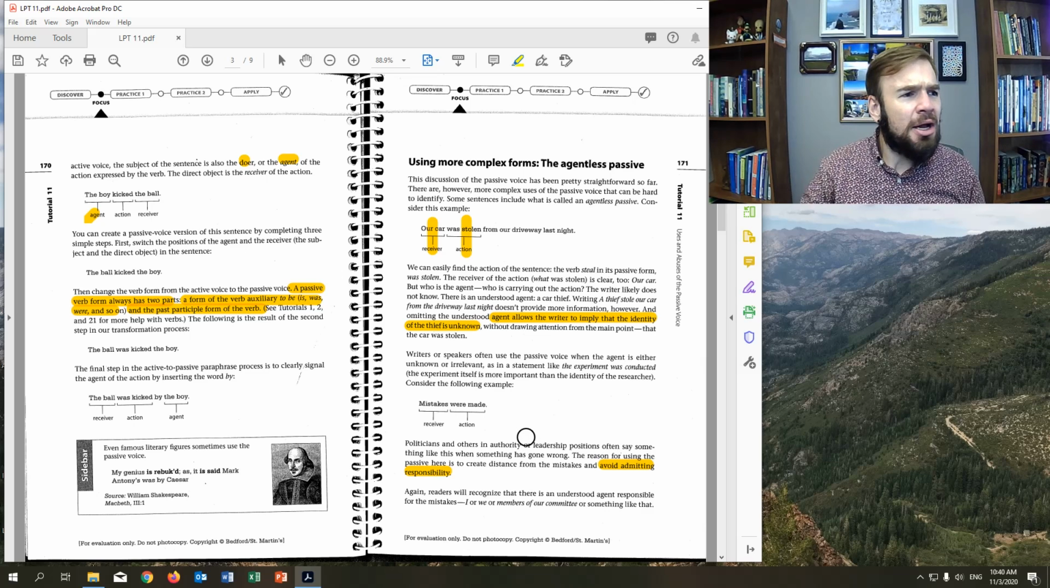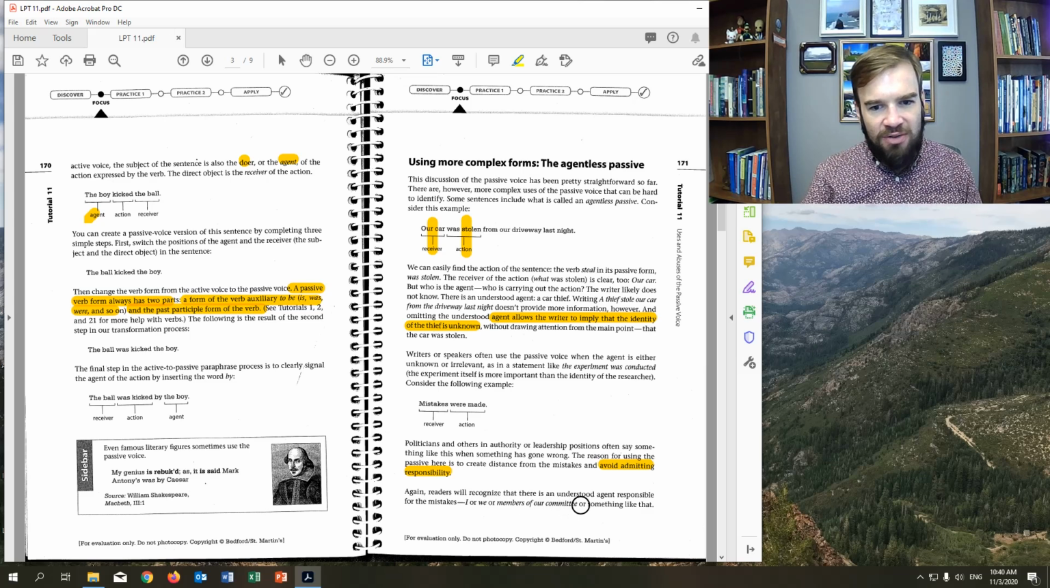Doesn't matter. I'm just talking about the mistakes. We don't need to talk about who made them. Of course, I don't want to talk about who made them because I'm the one who made them. But mistakes were made, right? Very common, very, very common way to see this. And not just politicians, people in positions of power who do not want to tell the truth about their own responsibility for actions, right?